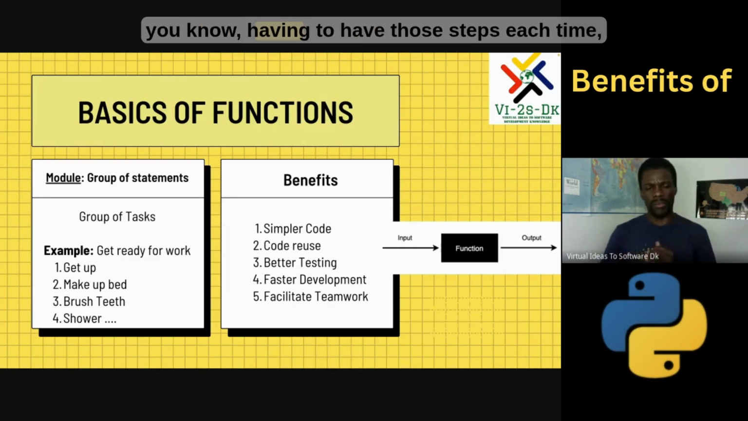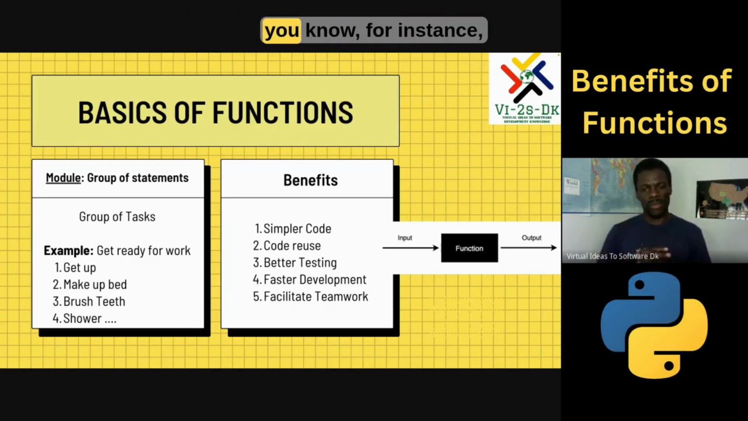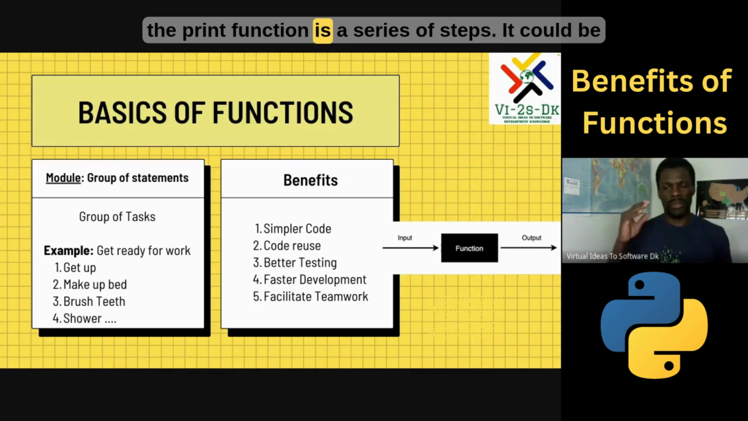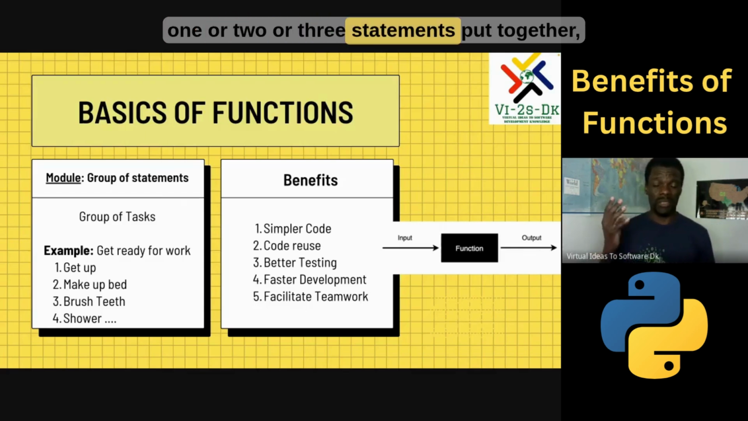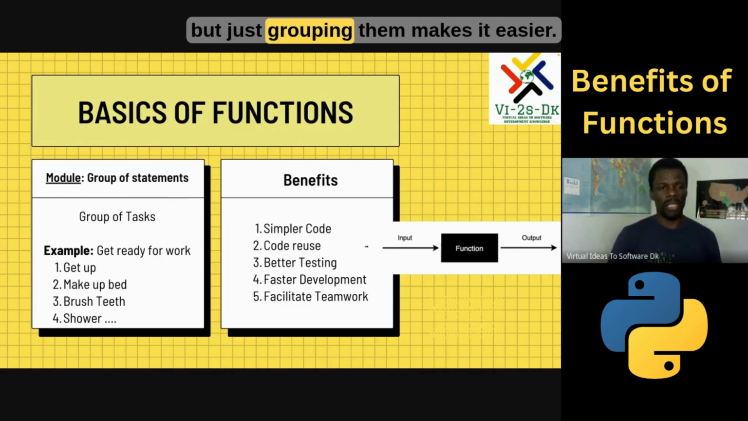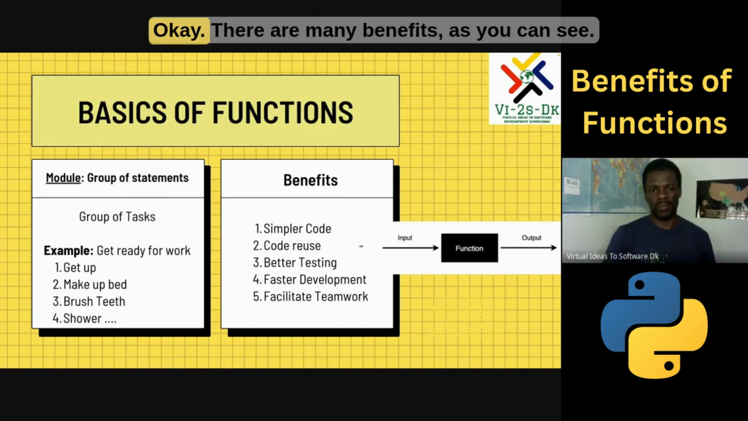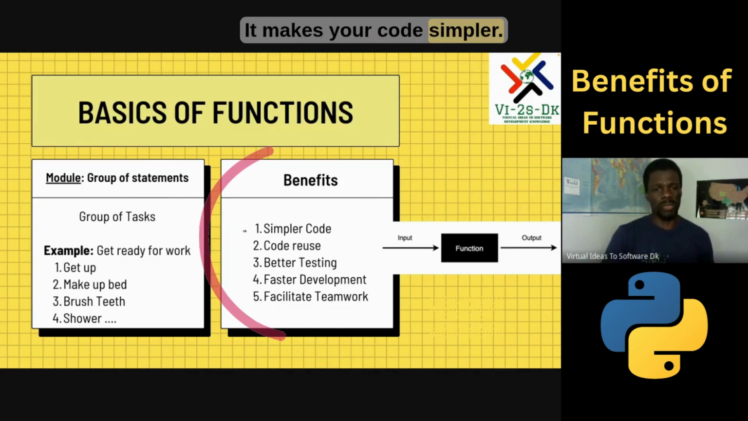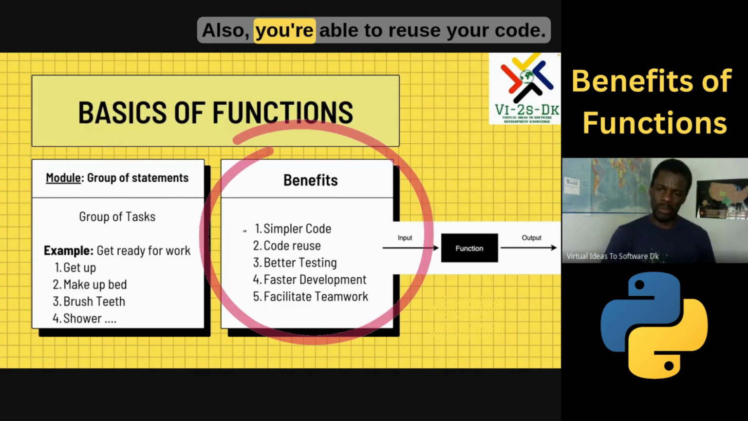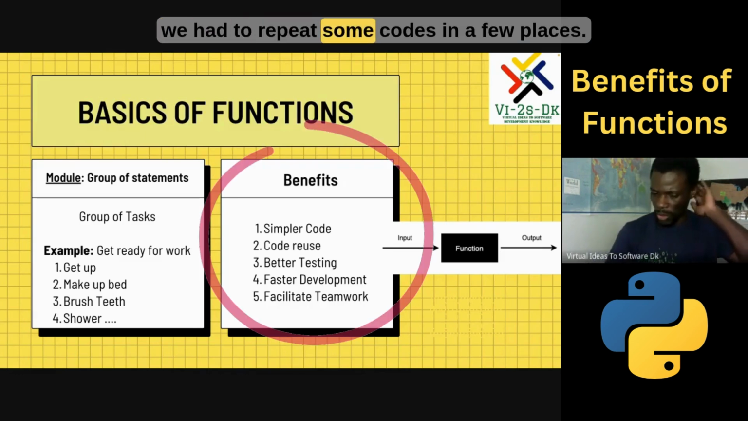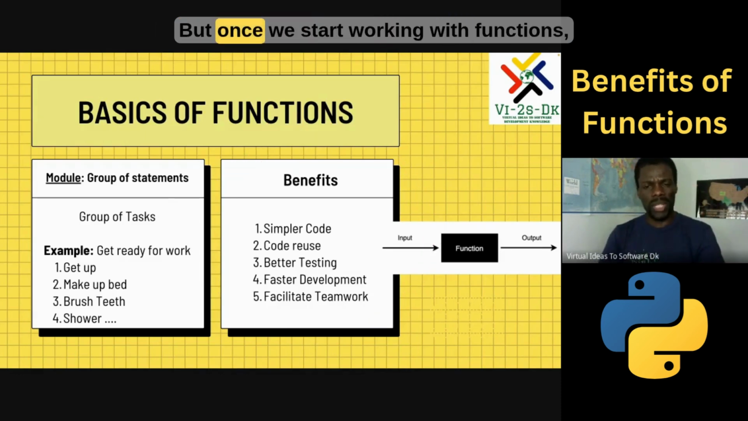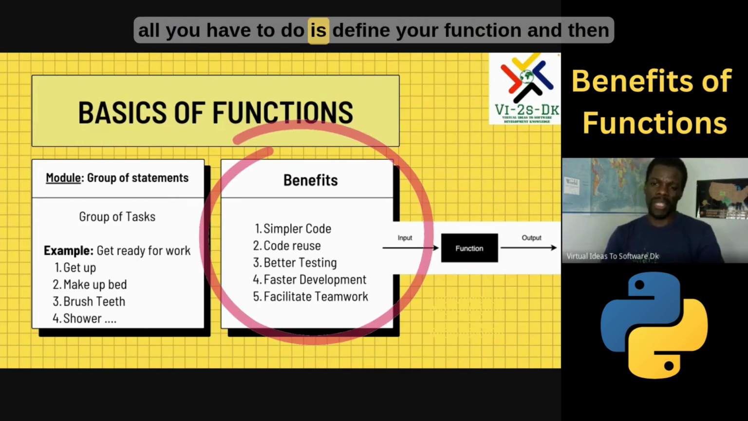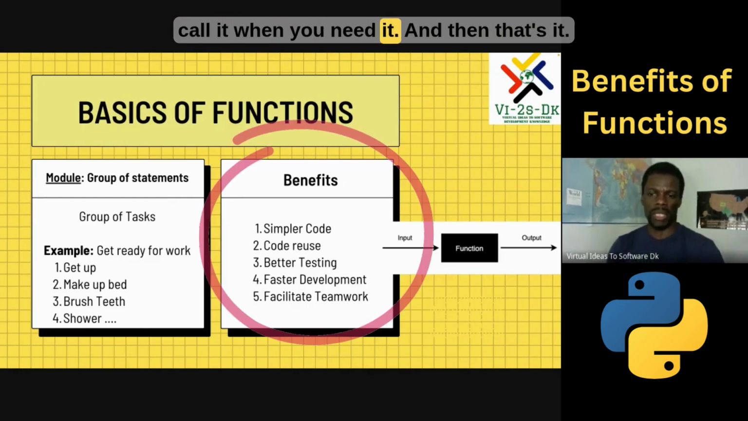So rather than having to have those steps each time, for instance, the print function is a series of steps. It could be one or two or three statements put together, but just grouping them makes it easier. Why do we need to do that? There are many benefits, as you can see. It makes your code simpler. Also, you're able to reuse your code. You don't have to repeat it each time. Last week, we had to repeat some code in a few places, but once we start working with functions, all you have to do is define your function and then call it when you need it, and that's it.